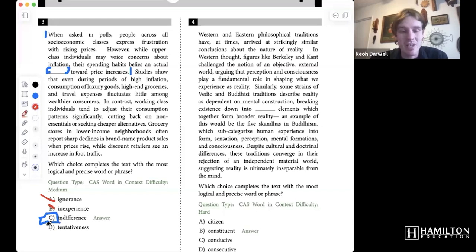And then finally, tentativeness. I mean, they're kind of like, I'm just not quite going to do it. And being tentative here isn't seen at all, right? When you're tentative, it means you're not strong in your opinion or not strong in your decision. So that's how we arrive at indifference for question 3.